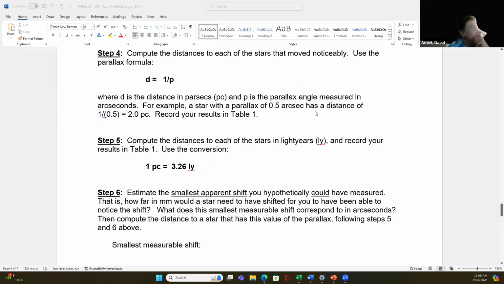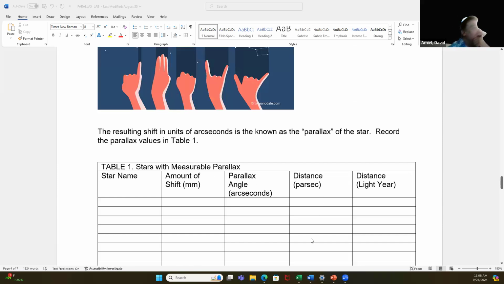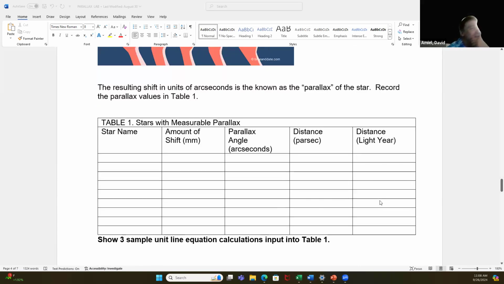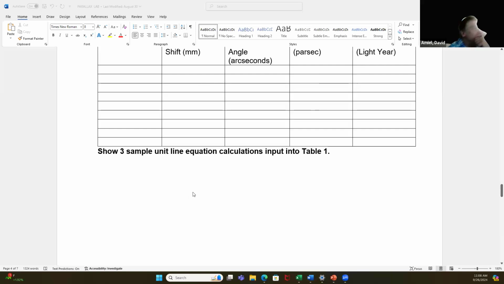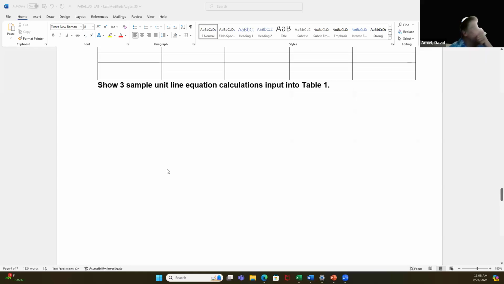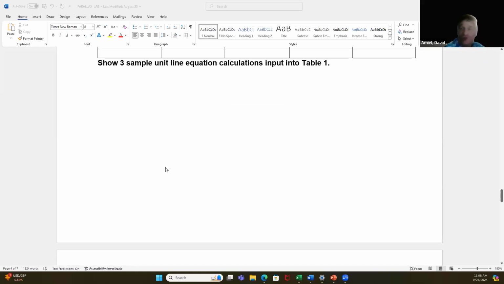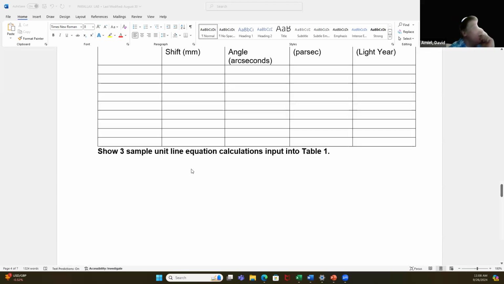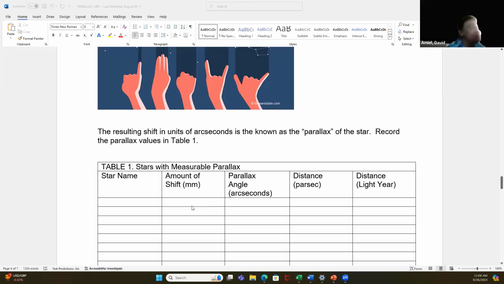And then, as we said earlier, take your parsecs and multiply by 3.26, because there are 3.26 light years in every parsec. Multiply the values in this column by 3.26, and you get the last column. It's supposed to show a sample unit line equation. Don't worry about that. You can skip that. Although I'd love to see your work, to tell you the truth. How did you go from one column to the next? Just give me a sample calculation there. That would be awesome.